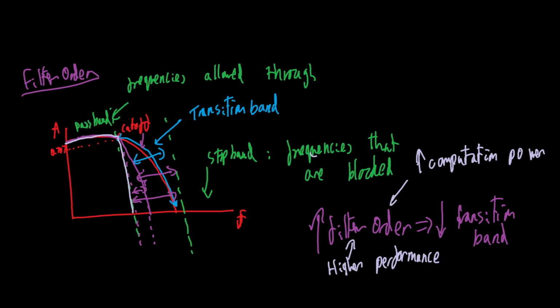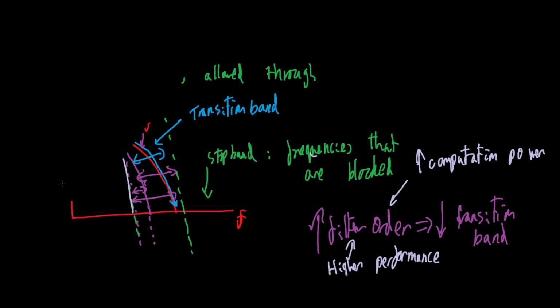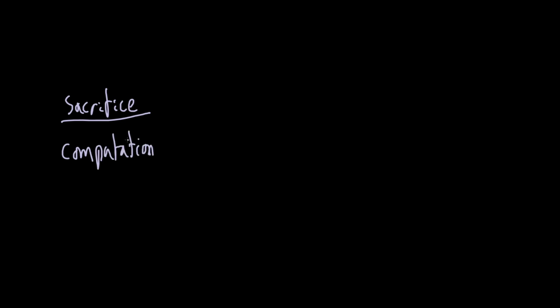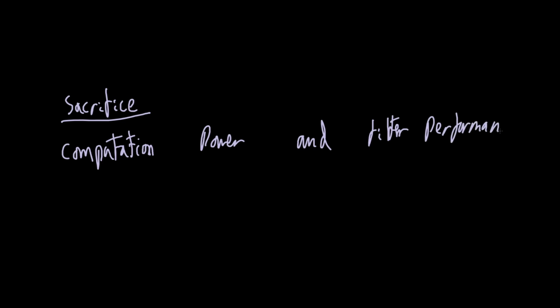I think I should stress that point more. You always want good performance, but you don't want to be using too much computation power. So sacrifice computation power and filter performance. As long as you can find a good middle between these two, you have a good filter.